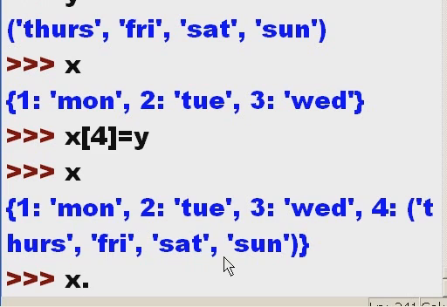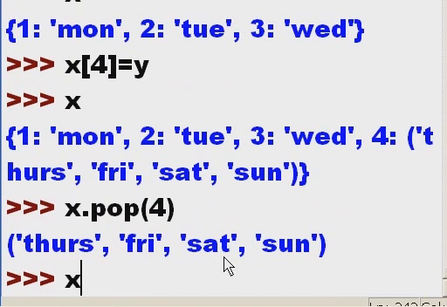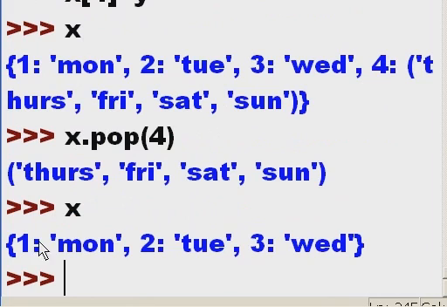Okay, if you insist. X dot pop, open parens. Pop off the list, number 4. Me no like it. There we go, it's gone. It returns it and pops it off the list, off the dictionary. X, I am now returned back to 1 Monday, 2 Tuesday, 3 Wednesday.